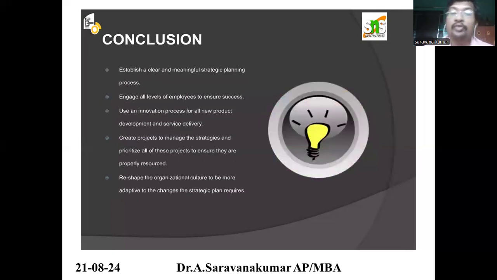So, what is the conclusion for that sales strategy? Establish a clear and meaningful strategic planning process. Engage all levels of employees to ensure success. Use an innovation process for all new product development and service delivery. Create projects to manage the strategies and prioritize all of these projects to ensure they are properly resourced. Reshape the organizational culture to be more adaptive to the changes the strategic plan requires. So these are the things covered under that sales strategy.